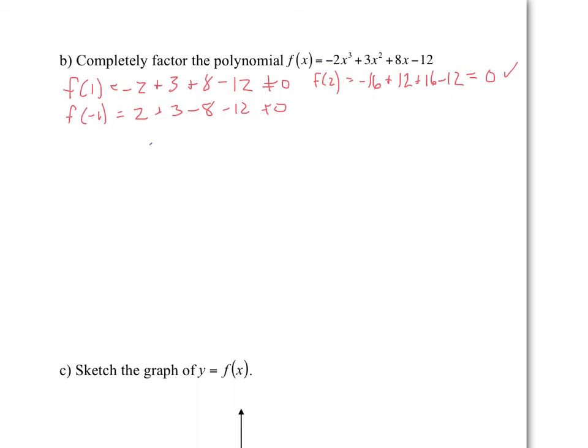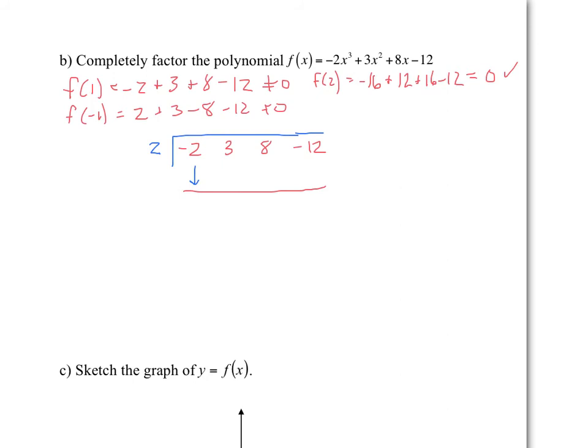And then now we're going to take this 2, right? And then we're going to do our synthetic division. So I'm going to place all those numbers in here. So negative 2, 3, 8, and negative 12. So I'm going to extend this a little bit. And we're going to make our division.